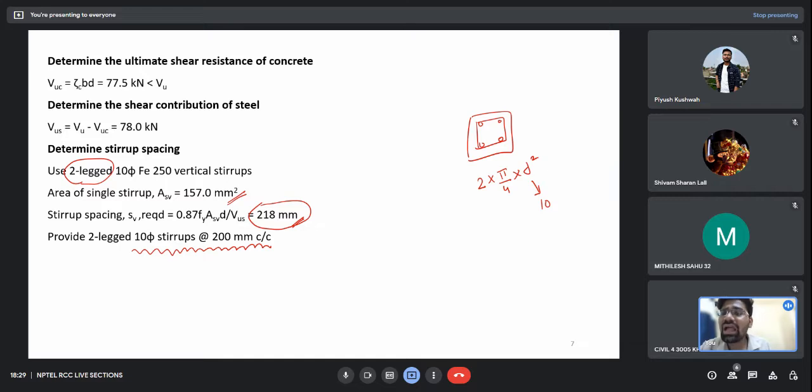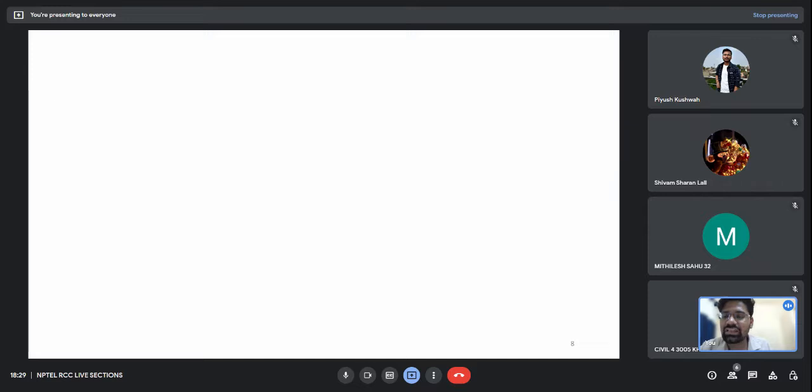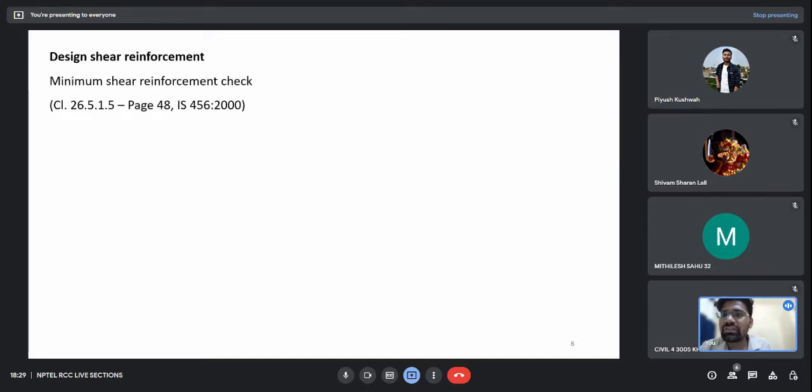Now I also have to give some checks on this, whether this shear reinforcement satisfies the maximum and minimum spacing of shear reinforcement given in IS 456. Minimum shear reinforcement check, firstly, I have given up here.